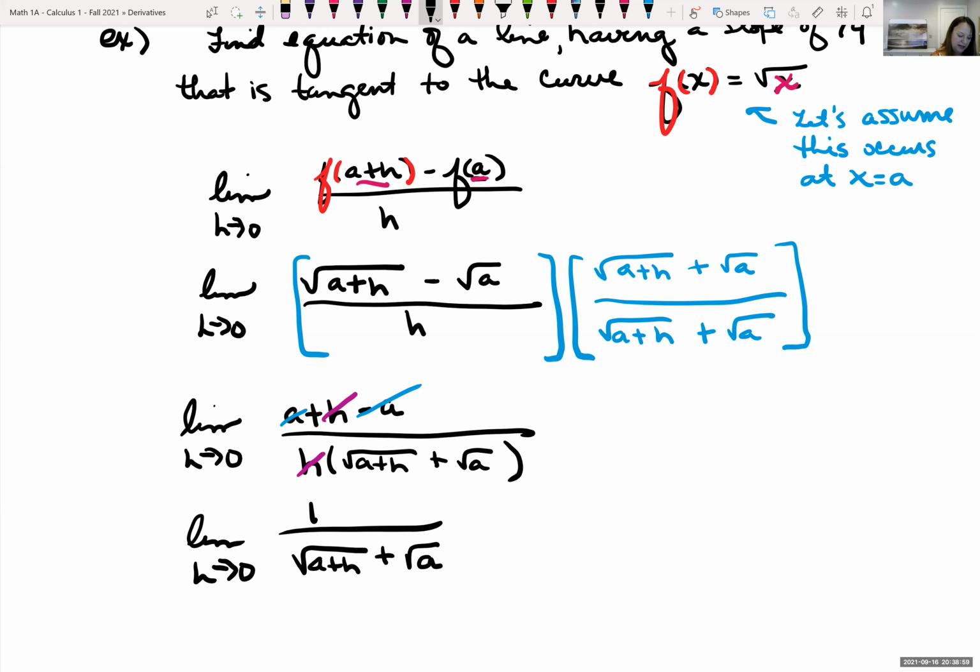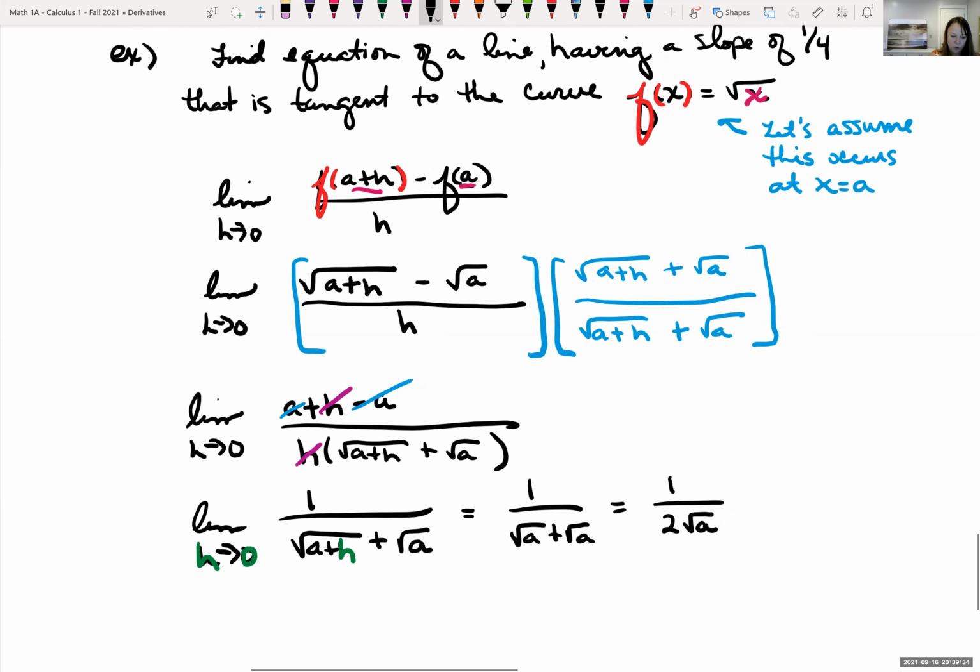And so now if we do our direct substitution and plug in 0 wherever we see an h, this is going to give us 1 all over the square root of a plus the square root of a. Those are like radicals, so we can add them together. 1 root a plus 1 root a is 2 root a. So we want to find out when this limit is equal to a quarter.